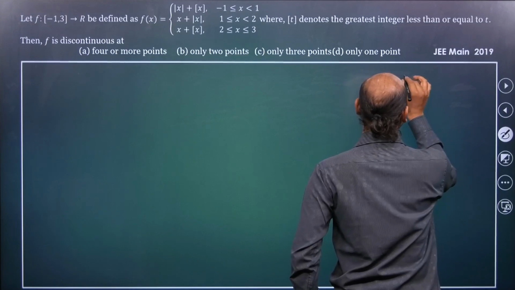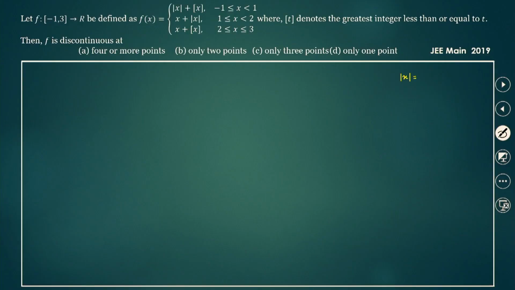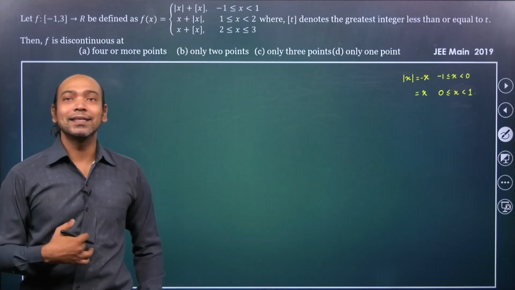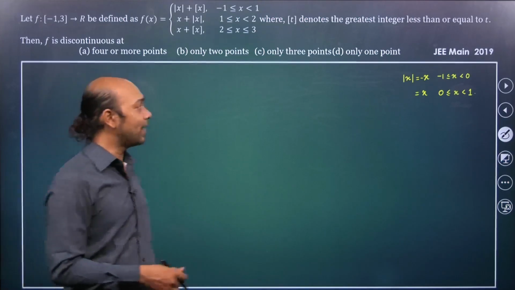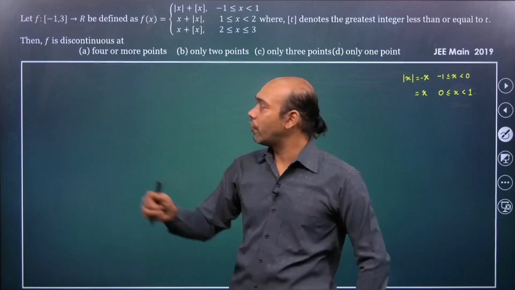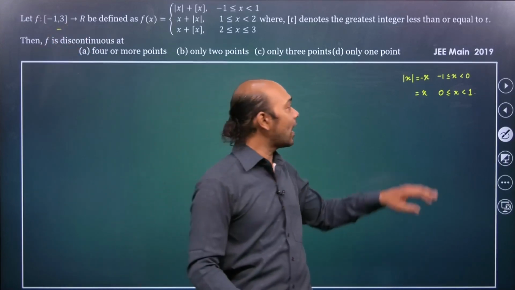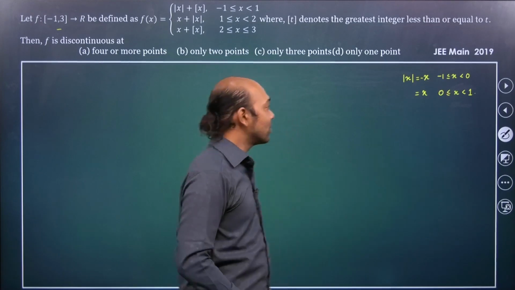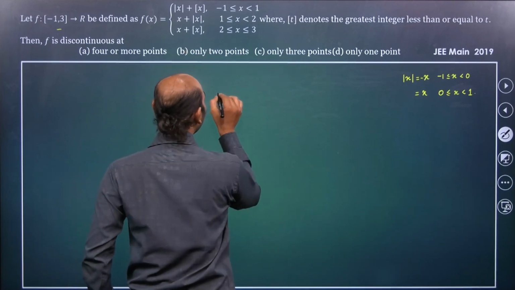So we'll say that mod x is equal to minus x when minus 1 is less than or equal to x less than 0, and it's equal to x when 0 is less than or equal to x less than 1. Obviously, the definition will be less than or equal to 0 and greater than or equal to 0, but as we are looking only at the function in this domain, I wrote it only in this form.